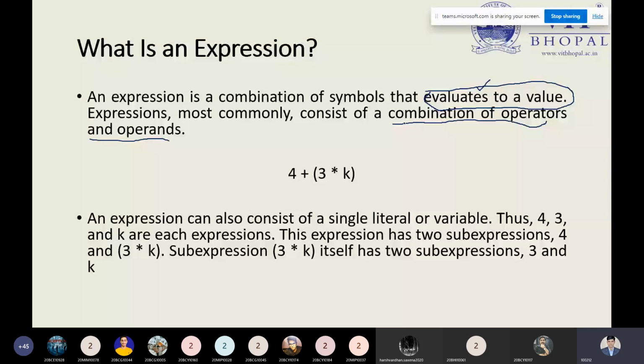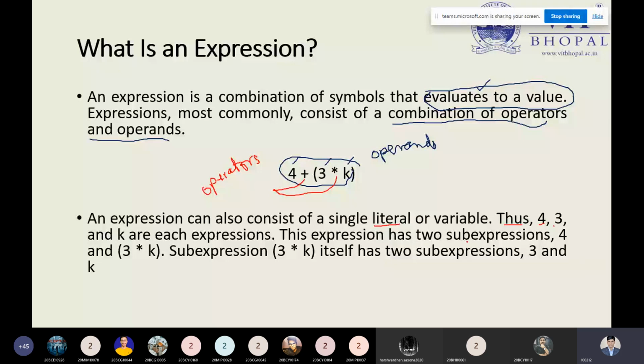So now see, this is a good example. 4, 3, k. These are operands. Okay, these are our operands or values. Now this plus and multiplication, these are the operators. So it is a combination of both operators and operands by which we can evaluate our expression and we will get an answer. Next, you can read out here: an expression can also consist of a single literal or variable. So 4, 3 and k are each an expression.